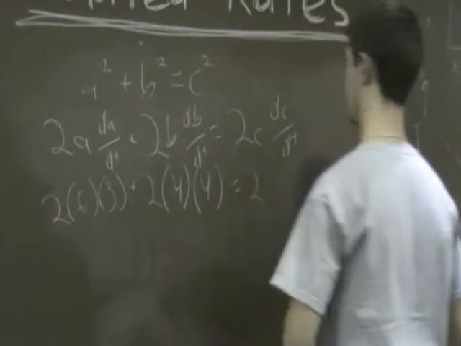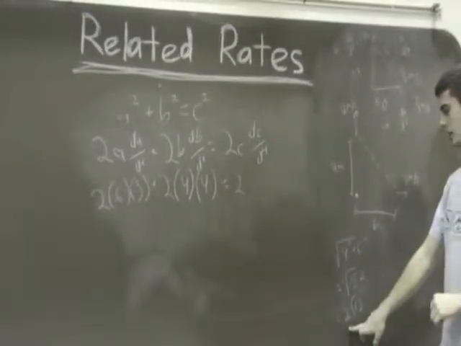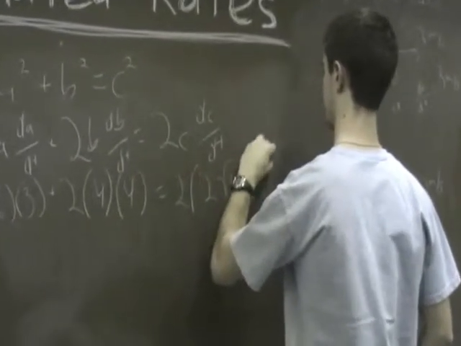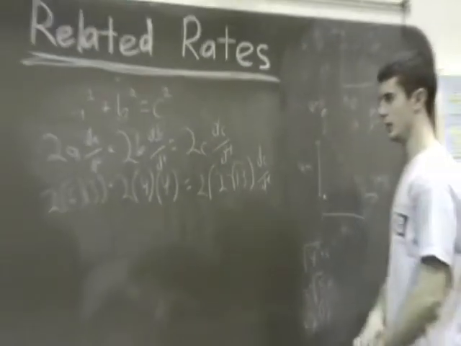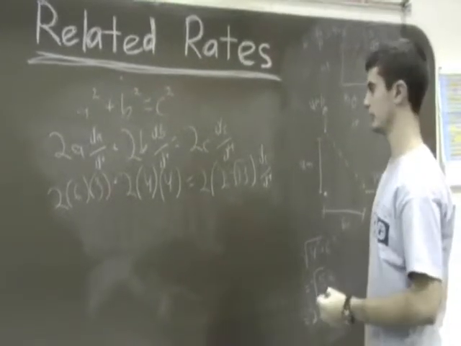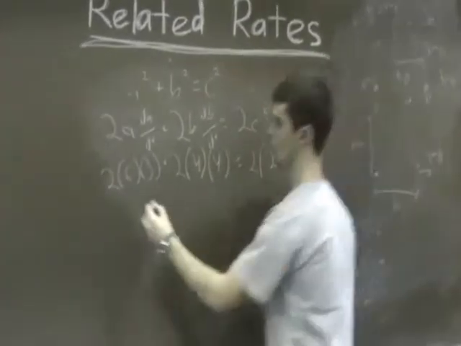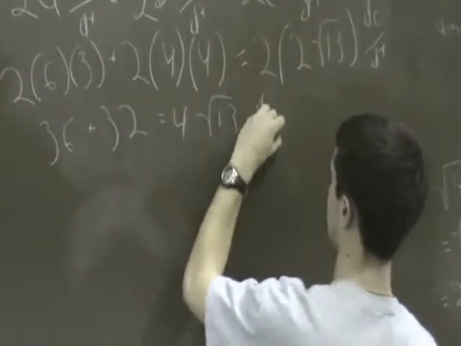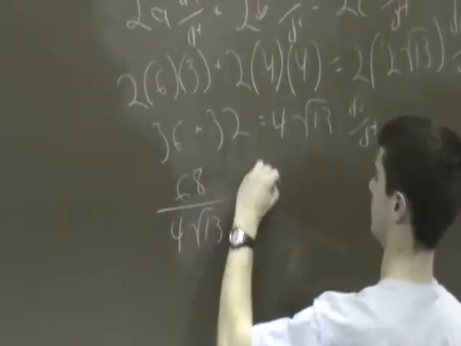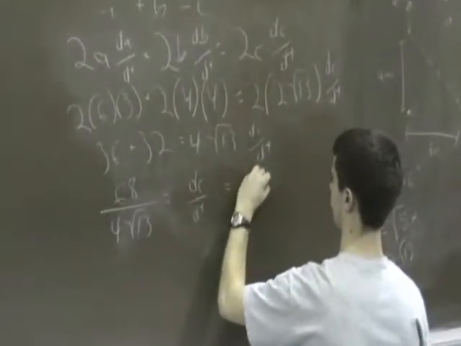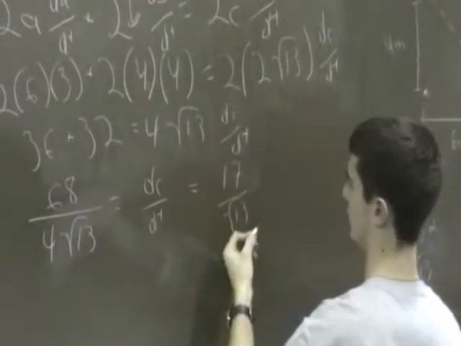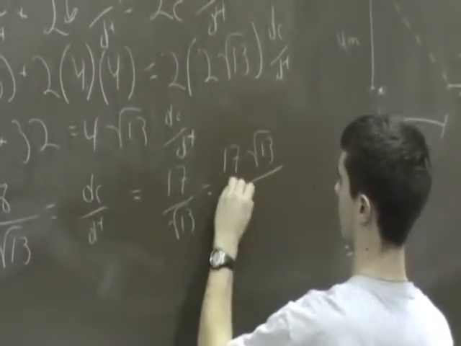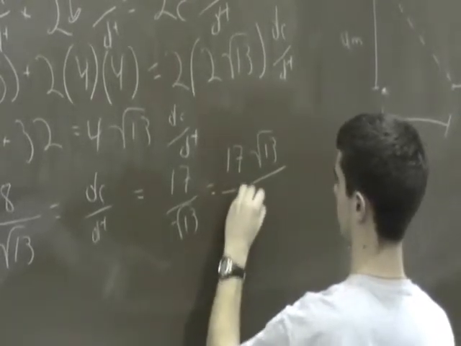That is equal to 2 times c, which we found down here is 2 root 13, times dc/dt. So you can see from this point forward it's just algebra, so I'll go ahead and do that and solve for dc/dt. So over here, 17 over square root of 13, or if you'd like to rationalize it, 17 root 13 over 13.